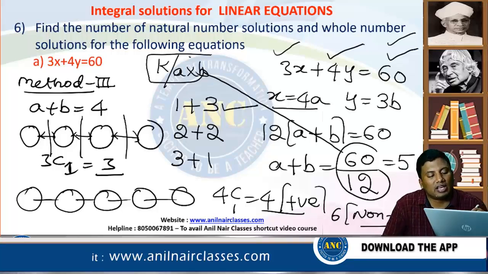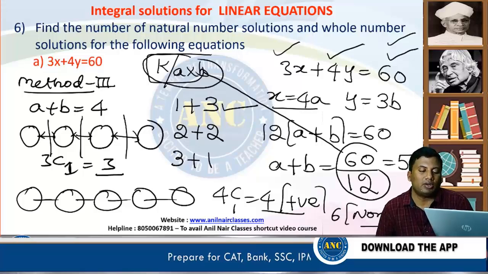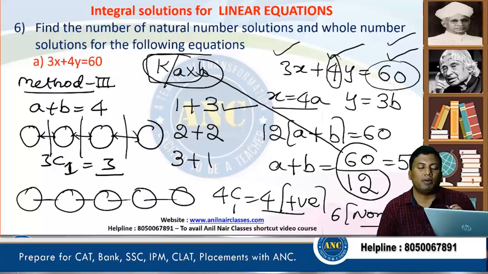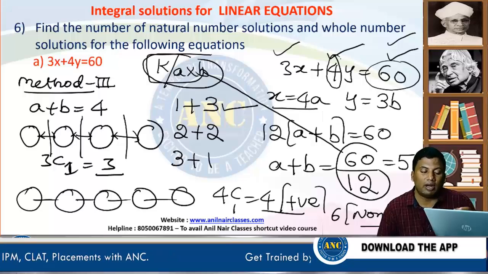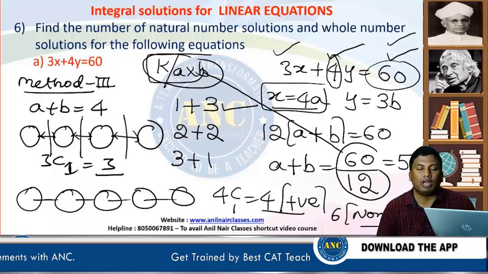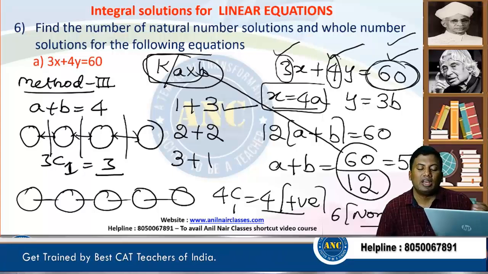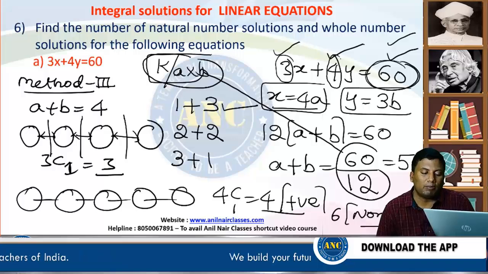From where this k by a into b, we got 3x + 4y = 60. 4 is a multiple of 4. 60 is a multiple of 4. x is not a multiple of 4 by itself; x should be a multiple of 4. x is 4a. This is a multiple of 3. 4 is not a multiple of 3. So y should be a multiple of 3.